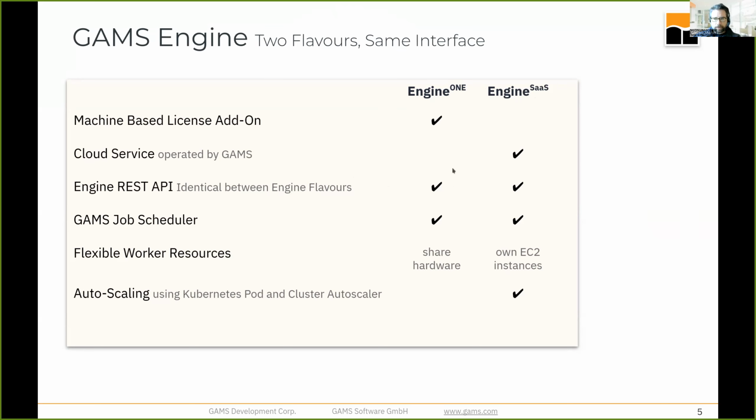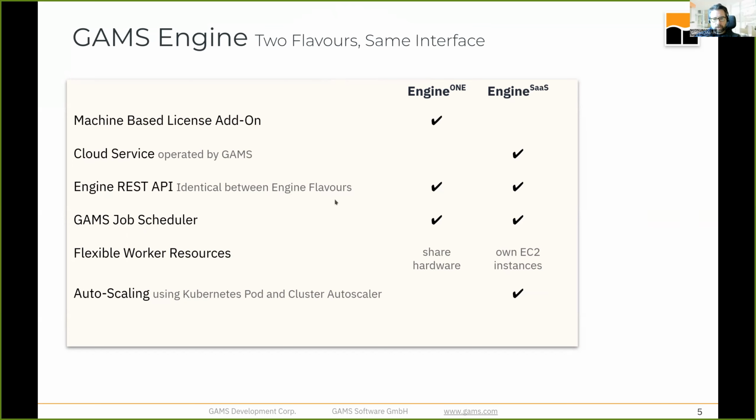Both flavors of Engine offer the same REST API, so switching from one to the other can be as simple as just changing the URL in your source code to connect to a different endpoint. Both contain a powerful GAMS job scheduling system, and both offer flexible worker resources. There's a difference here, though: with Engine 1, all the workers run on the same underlying hardware, so they have to share the hardware resources. With Engine SaaS, each worker spins up in its own Amazon EC2 instance, so you have a lot more computational power available.